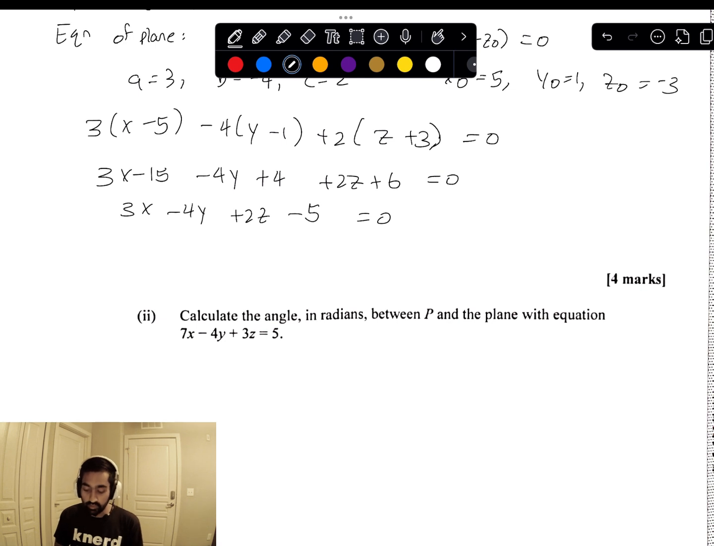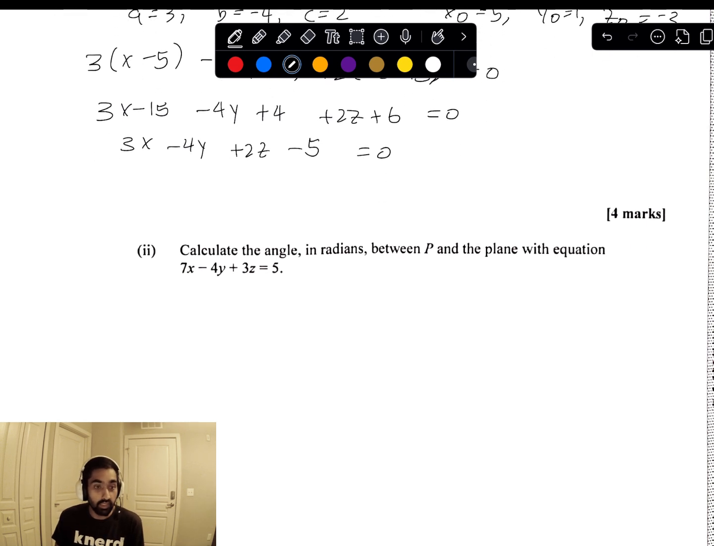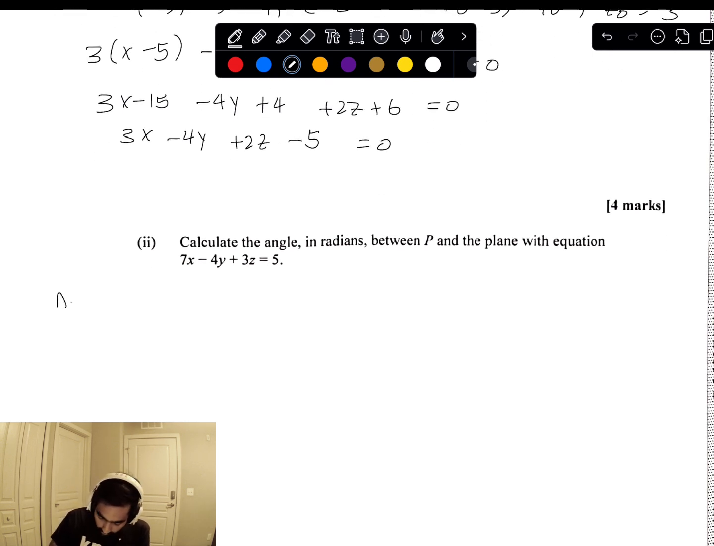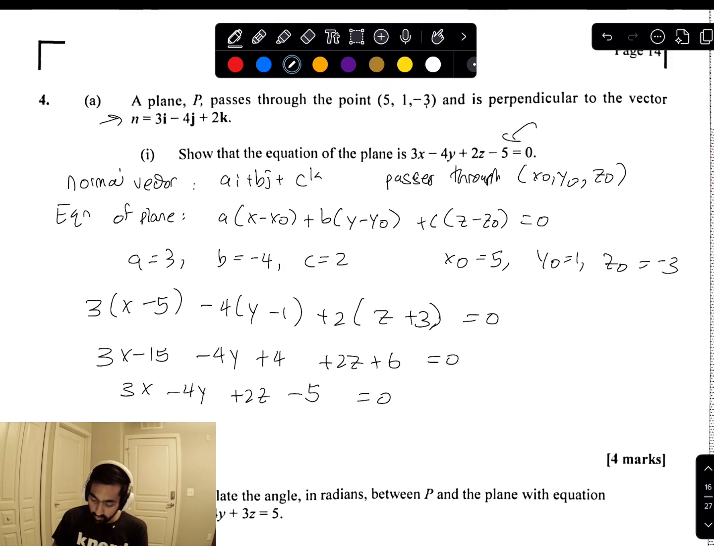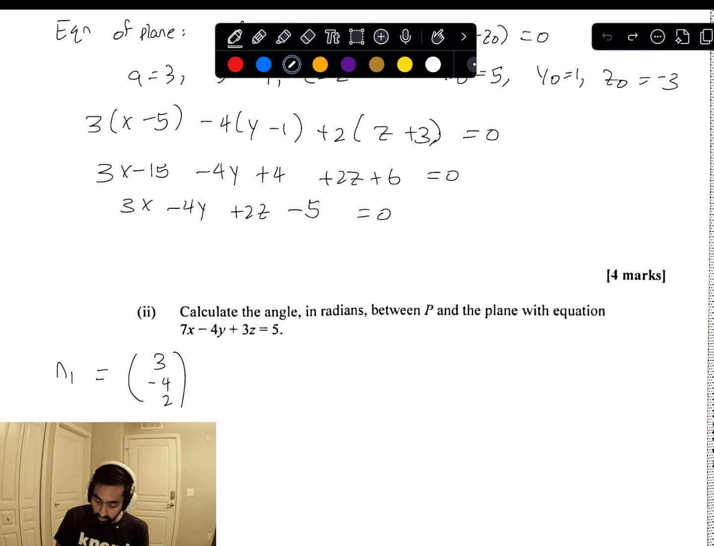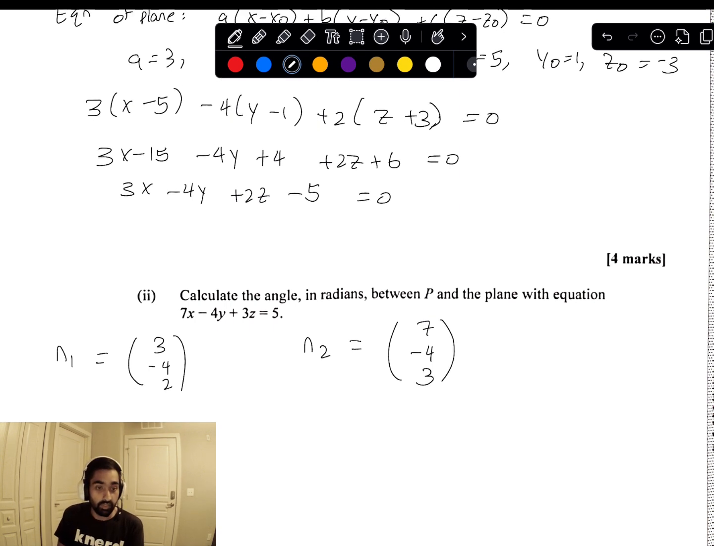Now we're asked to find the angle in radians between this plane and the plane with equation 7x - 4y + 3z = 5. When we're asked to find the angle between two planes, all you really need is the normal vector. So for our first plane, the normal vector, let's call it n1, is (3, -4, 2). This was given in the question, but you can also see it by looking at the coefficients of x, y and z. Similarly, for the second plane, the normal vector is (7, -4, 3).